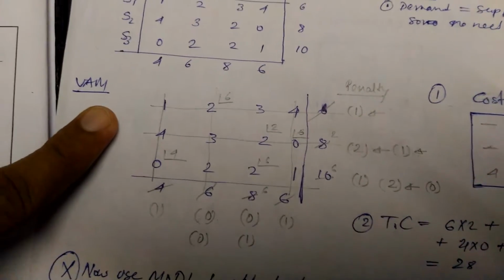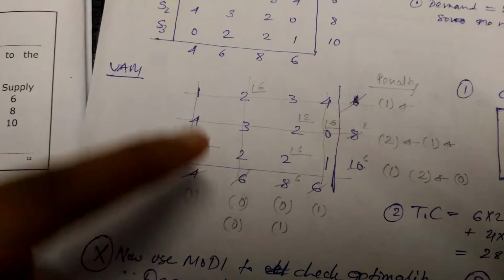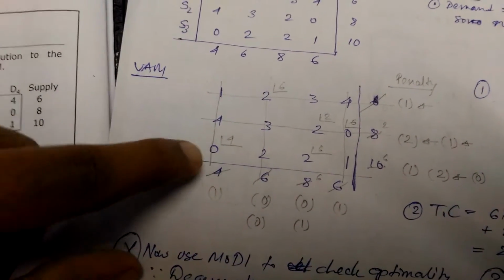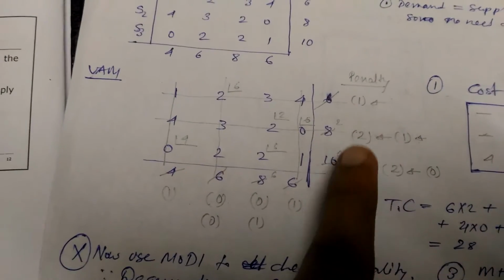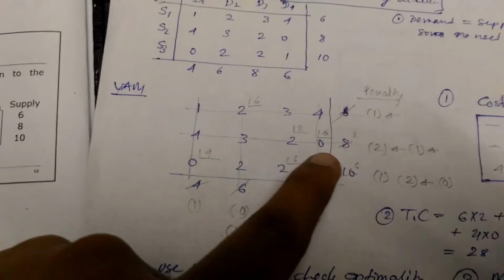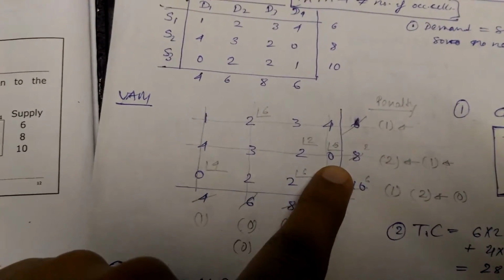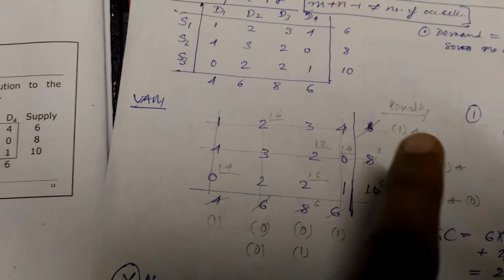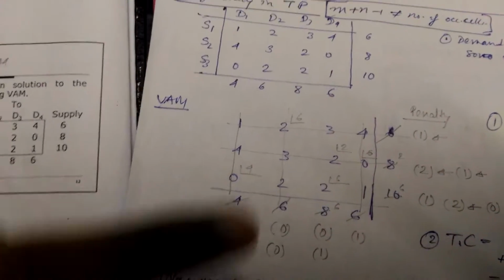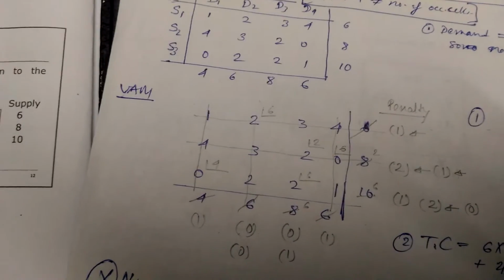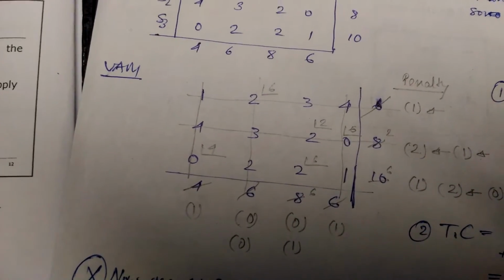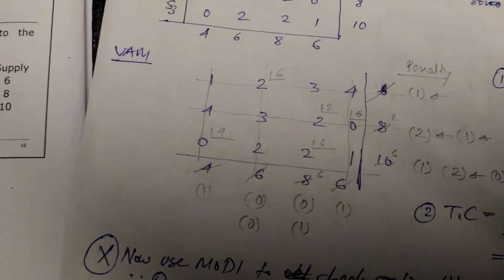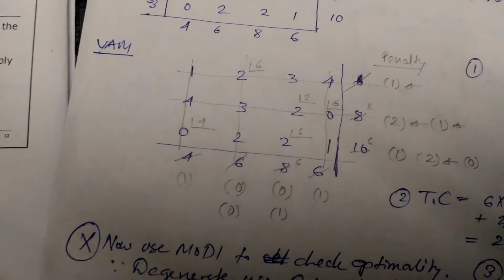So in case of VAM, Vogel's approximation method, we first find the penalties and then allocate in the least value of the maximum penalty. Take the maximum penalty. Here 2 is the maximum penalty, and in this row the least is 0, so here allocate 0, the least value of this from demand and supply. Then strike out the row that is met, and then again calculate penalty, and then again take the least value, and then again allocate and cut the row or cell. So in this way we calculate the VAM.